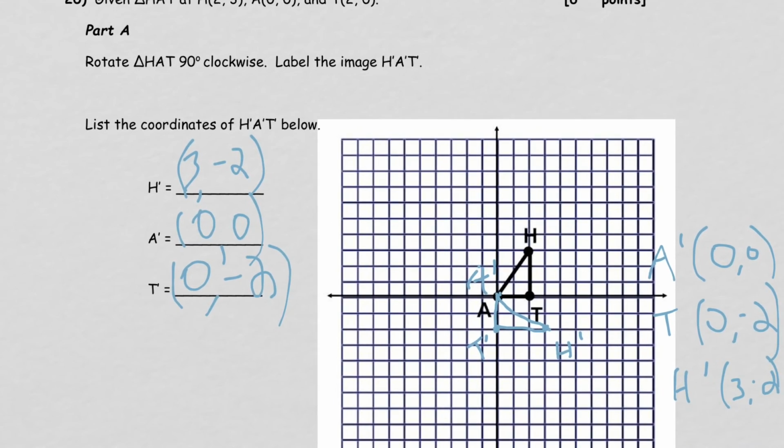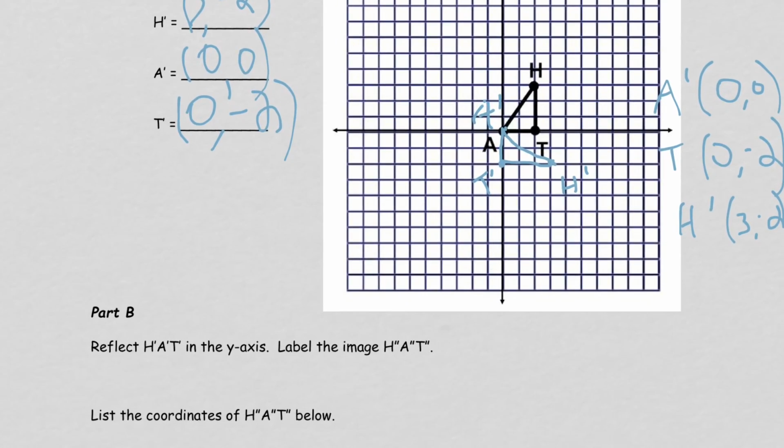And the next thing the directions say is that we need to reflect it in the y-axis. Be very careful here between which is the y-axis and which is the x-axis. Some people made that mistake. But if we reflect it in the y-axis, T prime is right on the y-axis, so T double prime is also going to be right on the y-axis, and A is at 0, 0. So A double prime is also going to be at 0, 0.